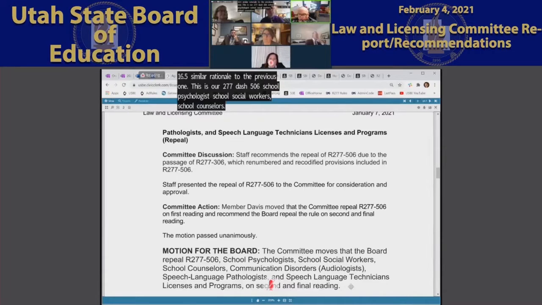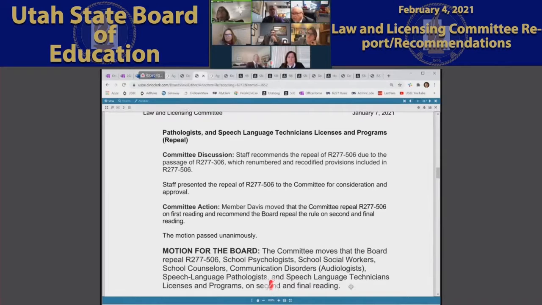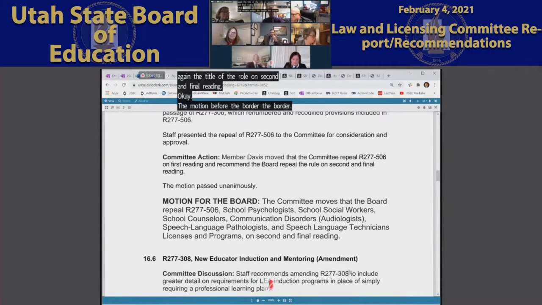The motion before the board is the board repeal R277-506, school psychologists, school social workers, school counselors, communication disorders, audiologists, speech language pathologists, and speech language technicians, licenses, and programs on second and final reading. Discussion to the motion. Seeing none, please vote. This is Natalie. Yes. Okay, thank you. The voting is complete and the motion passes unanimously.